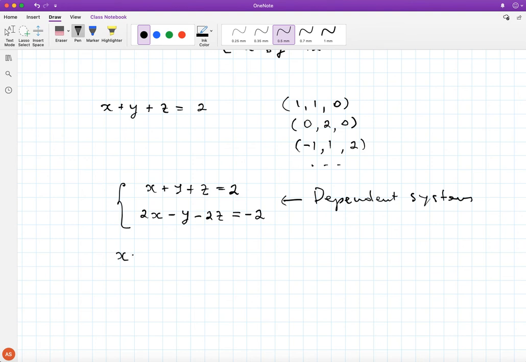Well, let's try. So for example, if I try x equals 0 and y equals 0, and I plug it into the 2 equations in the system, the first equation is going to turn into z equals 2. And the second equation is going to turn into negative 2z equals negative 2. Solving the second equation for z, we obtain z equals 1. Now that contradicts the above equation, which says that z must equal 2. This is a contradiction.